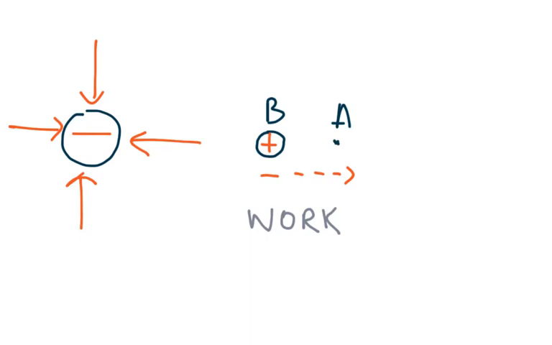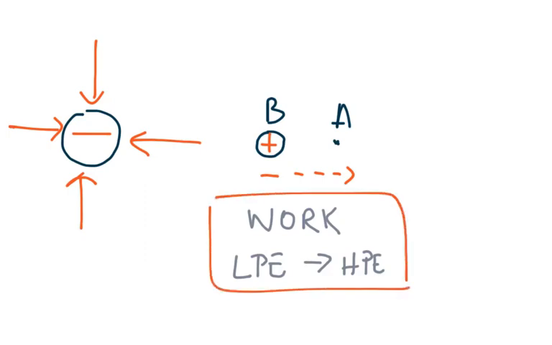And then as we apply the work, we go from low potential energy to high potential energy. We're going to gain potential energy as we apply work. Okay, here we go. Every single time we apply work, the work that is done by the external force changes into potential energy, and that's how potential energy increases.